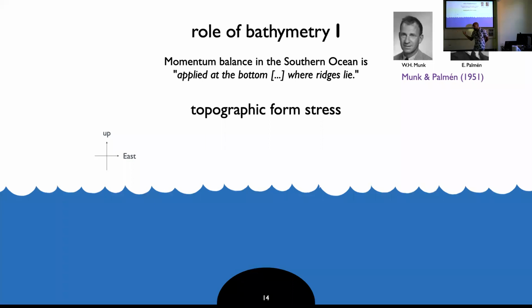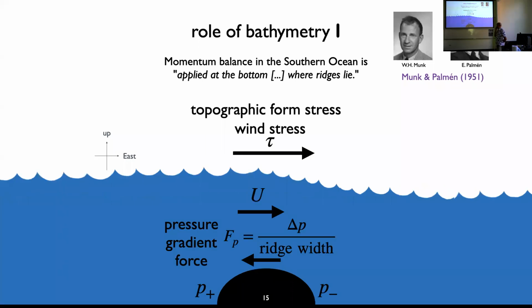And since it's not, then a lot of important things have to be happening at the bottom of the ocean because of mountains. And the essence of this process I'm describing, we call topographic form stress. And it's the following. So if you have a very, very simple ocean at rest, this is the simplest ocean we have, with a mountain at the bottom. And when you start blowing wind, you will create a current. This is your current, this capital U.